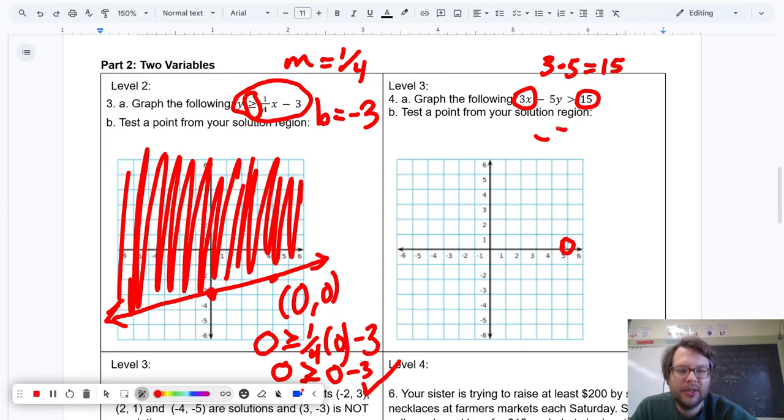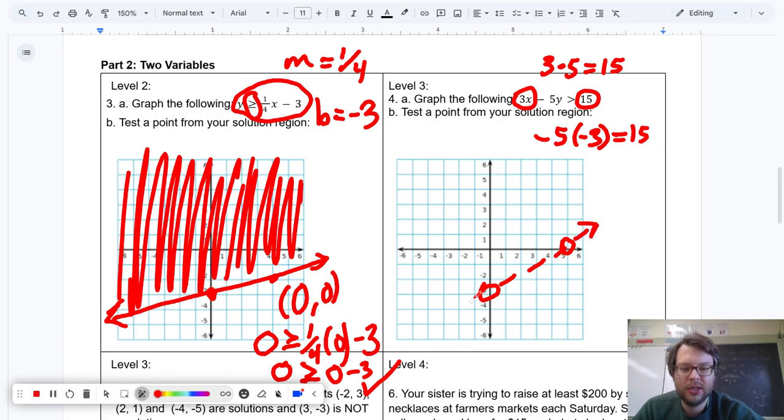I also notice that -5 times -3 is equal to 15. So that tells me that if y is equal to -3, then my inequality will equal 15 on the left side and 15 on the right side. So I'm going to put an open dot down here at -3. When I have two dots, I can connect them, and I'm connecting them with a dashed line because it only says greater than, it does not say or equal to.